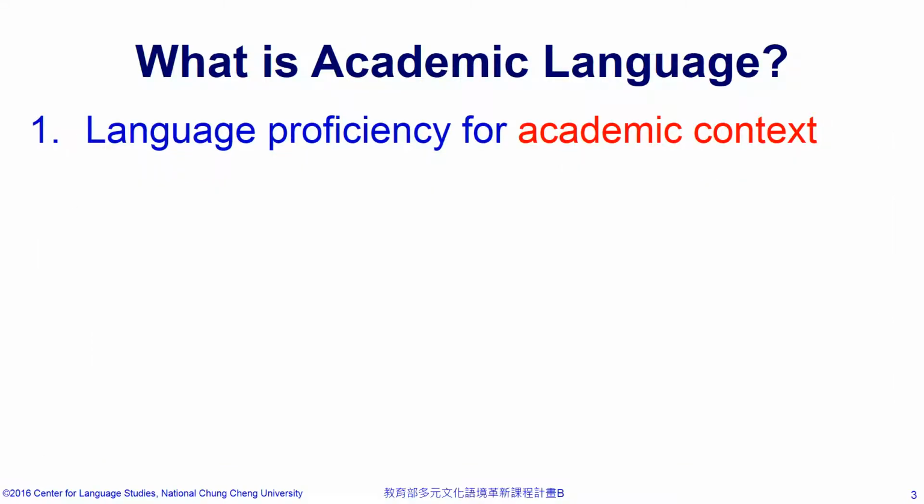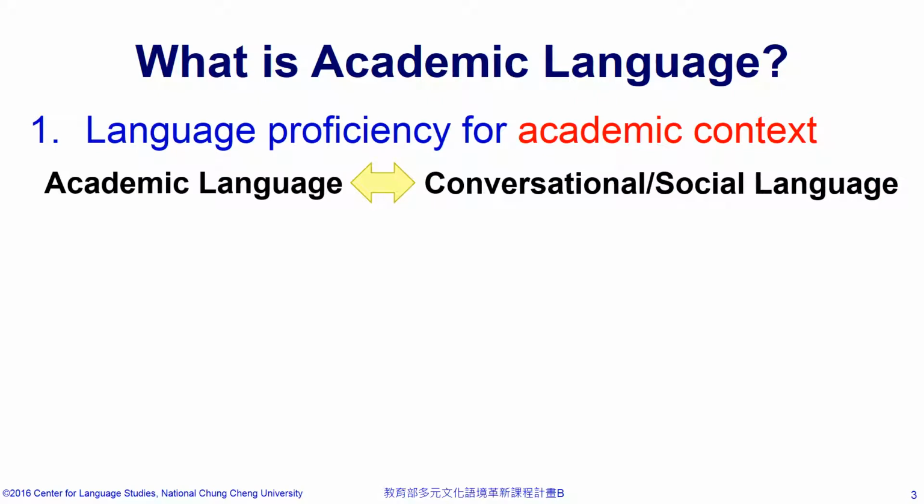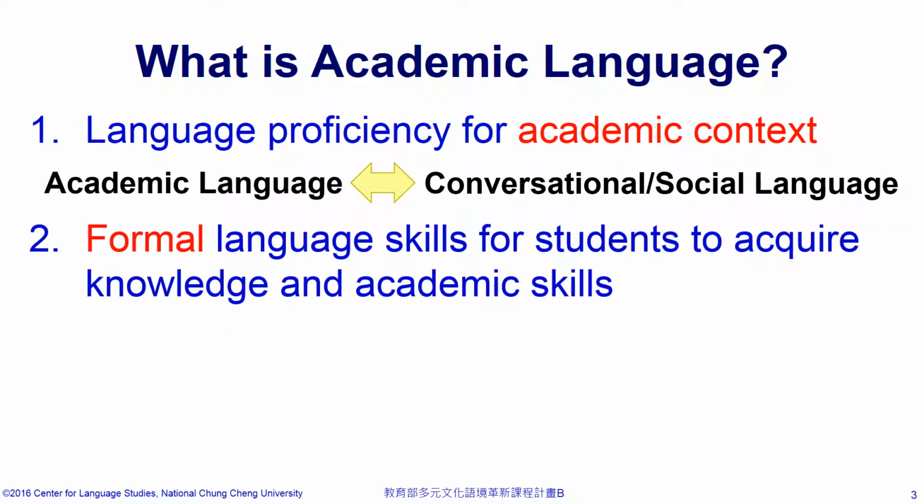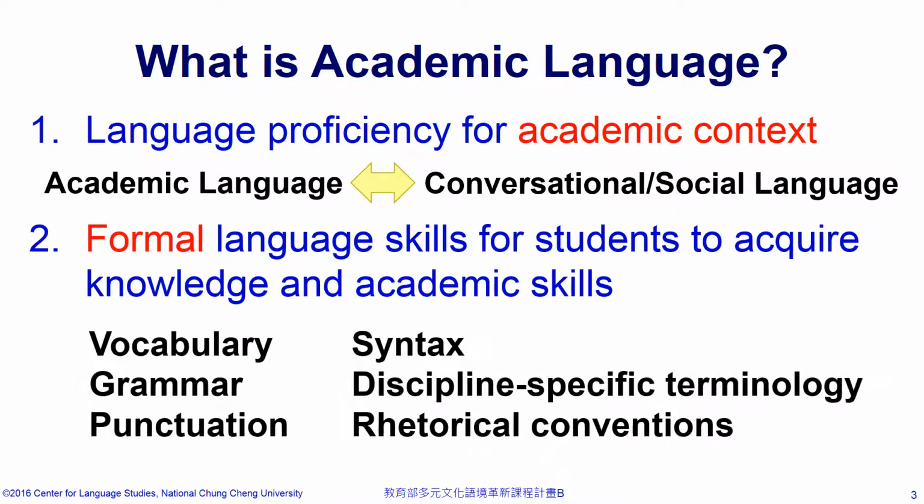Academic language is the language proficiency for academic purpose. Frequently contrasted with conversational or social language, it includes formal language skills such as vocabulary, grammar, punctuation, syntax, discipline-specific terminology, or rhetorical conventions that allow students to acquire knowledge and academic skills.